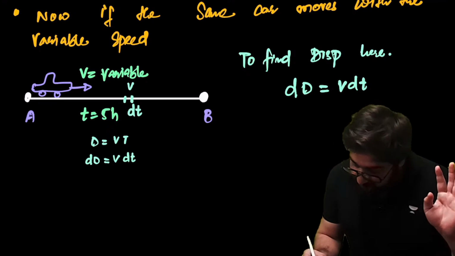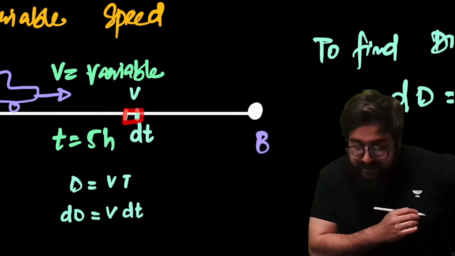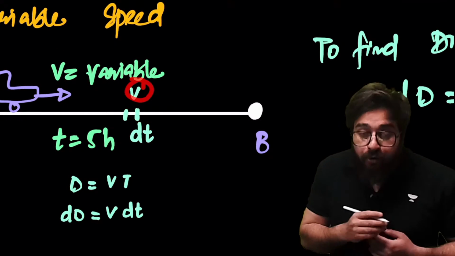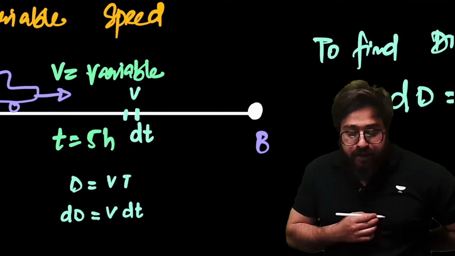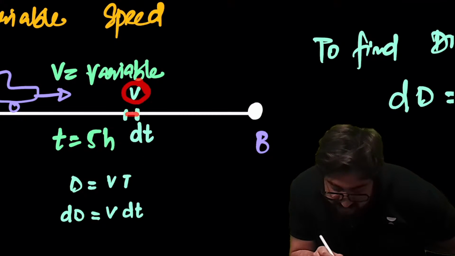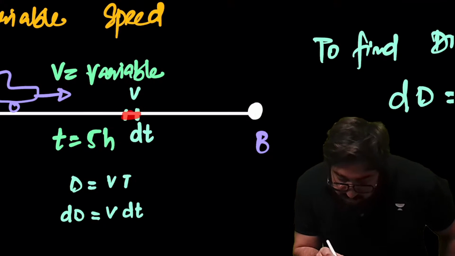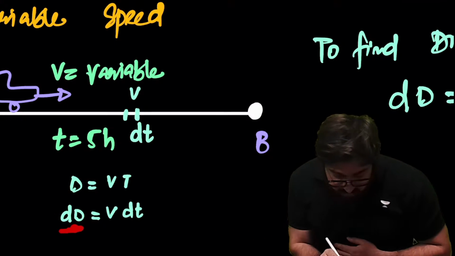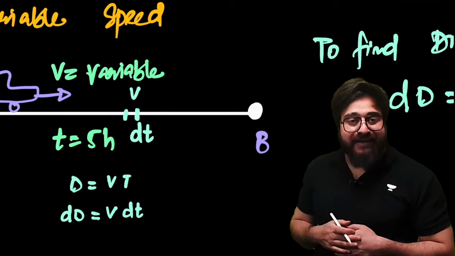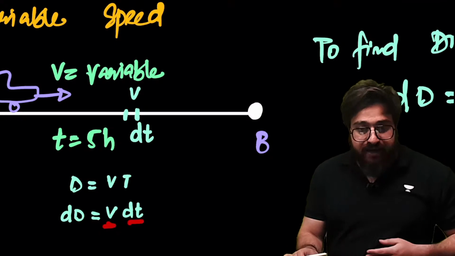I'll repeat it. For very small time, its speed would have been constant. Very small time means dt. So for dt time, its speed is v. For this time, how much displacement has it covered? That is also very small, that is dd, the small displacement, equal to velocity into small time.